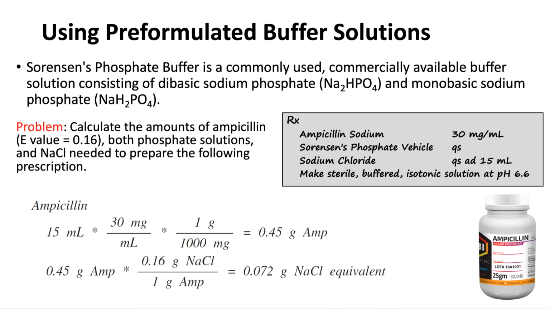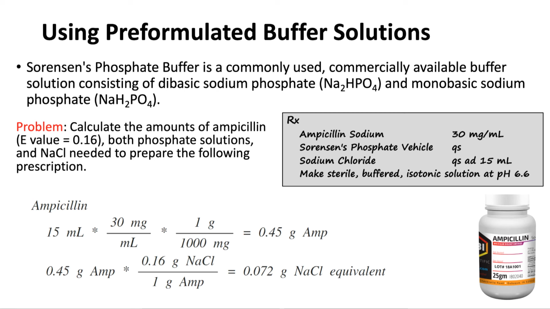Okay? Now, this is an important reminder. How do we convert from the weight of ampicillin to the weight of an equivalent amount of sodium chloride? Well, that's where the E value comes in. So we would take our 0.45 grams of ampicillin times the E value expressed as 0.16 grams of sodium chloride. Remember, the number goes with the grams of sodium chloride over every 1 gram of ampicillin. Now, grams of ampicillin cancel, and we multiply across. Our value will be in grams of sodium chloride. And 0.45 times 0.16 gives us a numeric value of 0.072 grams of sodium chloride.